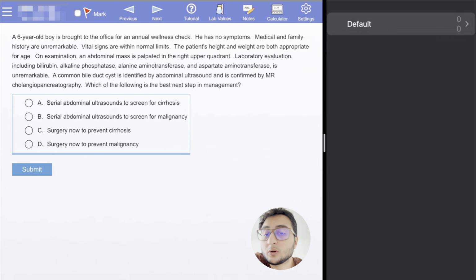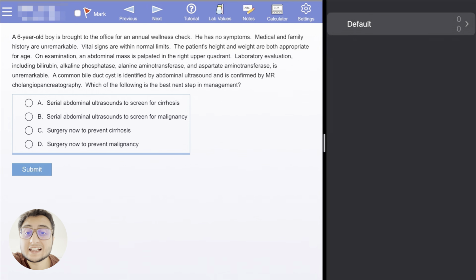You might be saying, we don't know anything about a biliary cyst. How are we going to get this question right? I'll tell you how. I always tell anyone who's answering questions that the answer is hidden within the stem. Let's take a look at the options. There are two broad categories of options here. Either we want to prevent cirrhosis or we want to prevent malignancy.